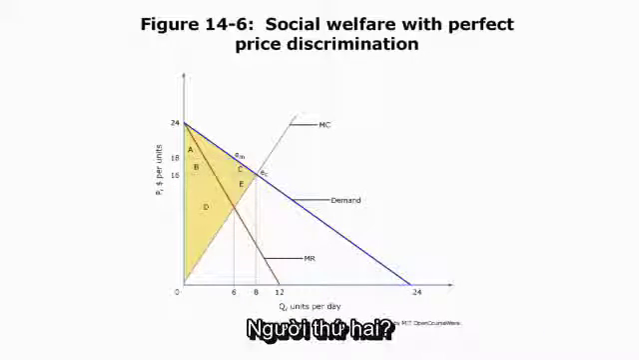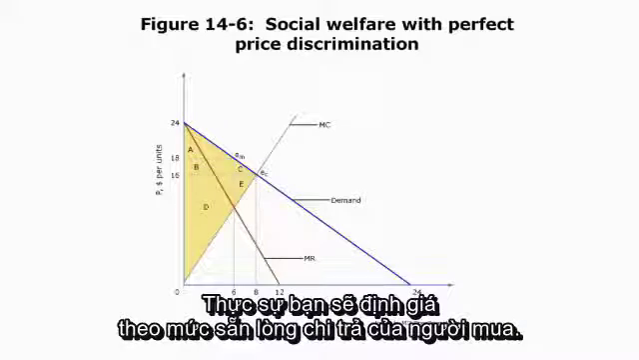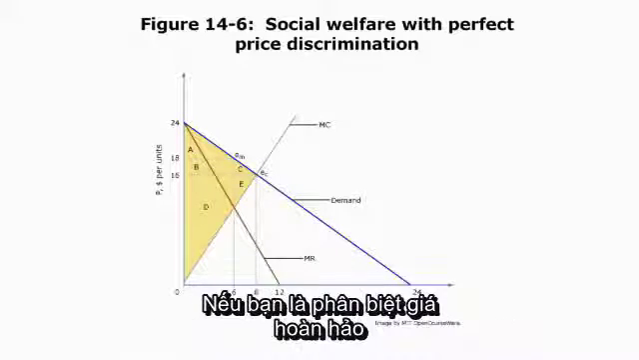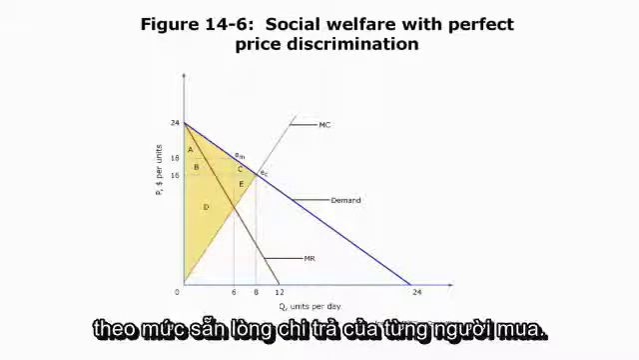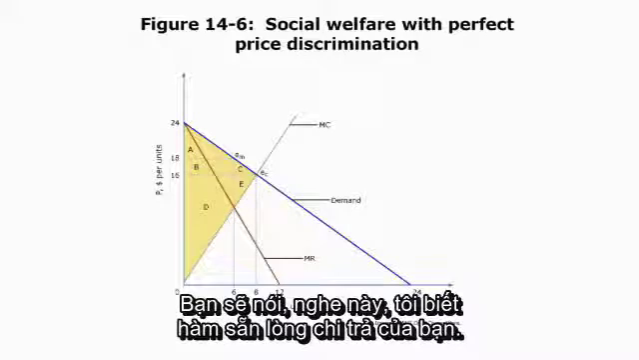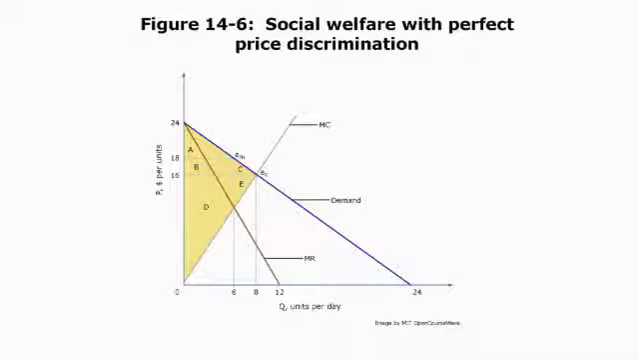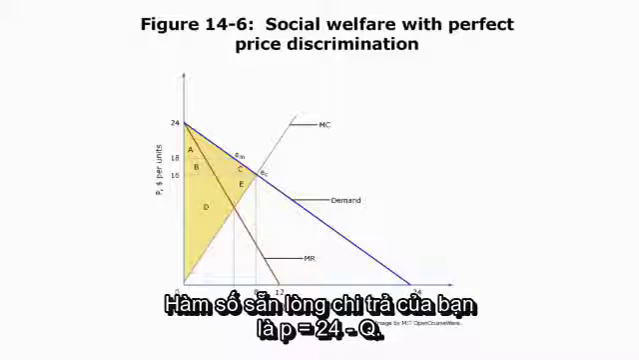24. What do you charge the second consumer? 23. Third consumer, 22. You literally charge them their willingness to pay. If you're perfectly price discriminating, then you literally charge every consumer exactly their willingness to pay. You say, look, I know your willingness to pay function. It's your willingness to pay function.